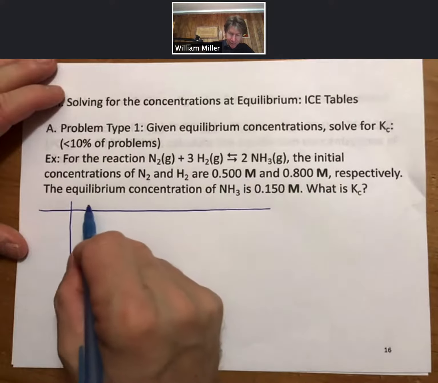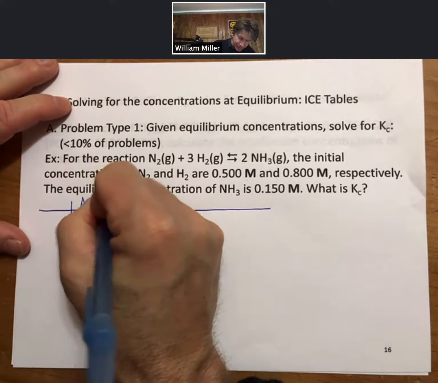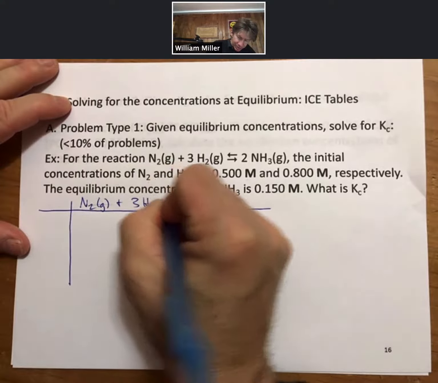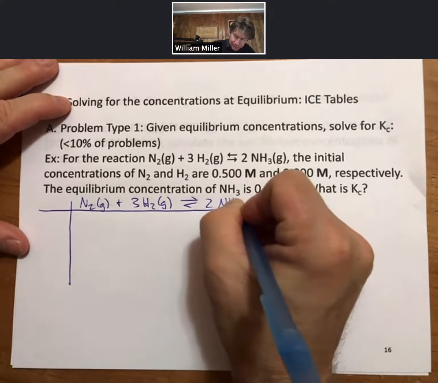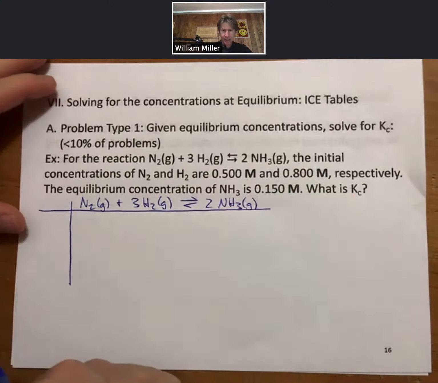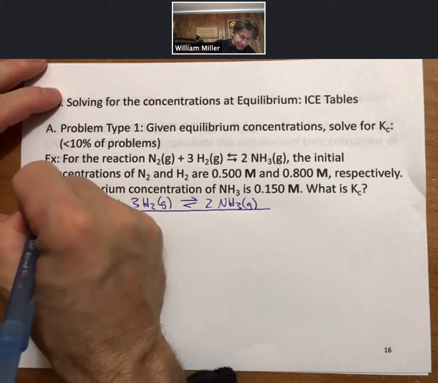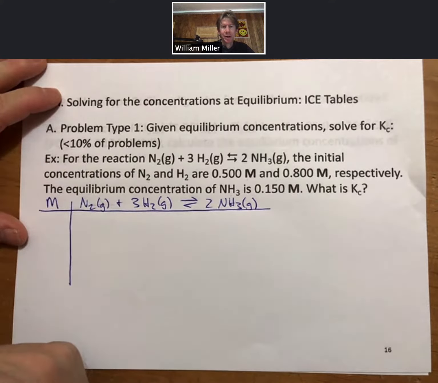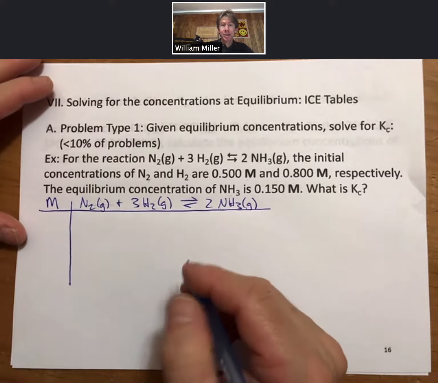They are going to have the reaction written right here. So this is going to be nitrogen plus 3 moles of hydrogen goes to 2 moles of ammonia. And up here, I'm going to have units. These units are going to be capital M for molarity. And that means everything I put in here will be in terms of molarity units.